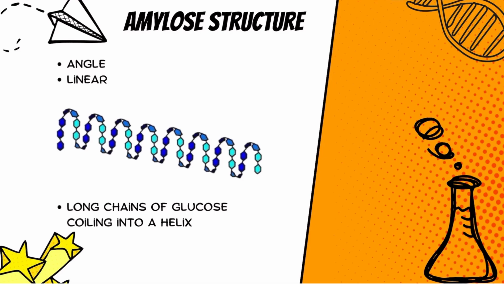This helical shape is compact and stable and perfect for energy storage, and because of the alpha 1 and 4 glycosidic bond, this results to amylose forming a tight spiral structure that is not branched. It is just a straight single twisting chain.